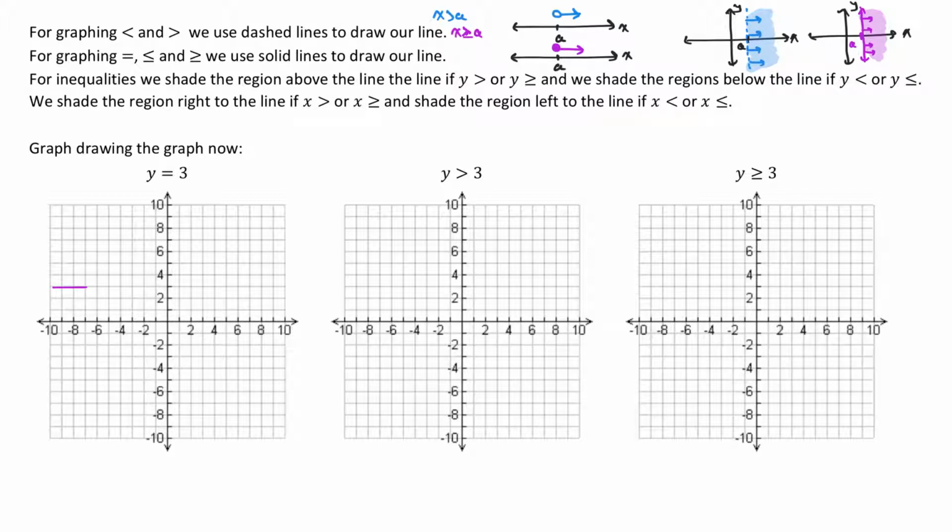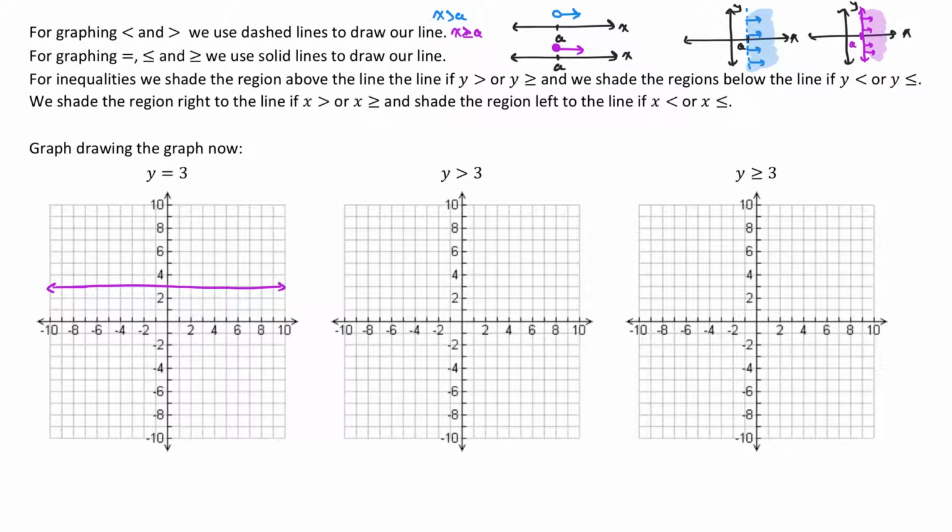Y equals 3 will be a straight horizontal line this way. It's not an inequality, so I don't really have to shade above or below the region at all. For the next one, y is larger than 3, but it's not equal to.